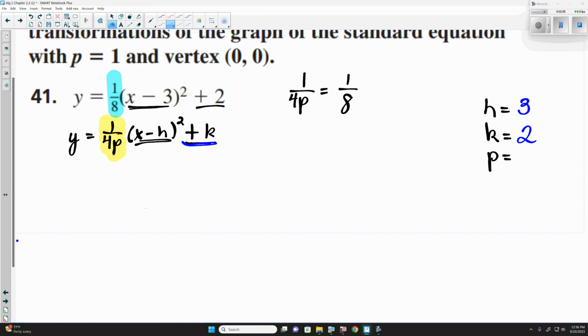Questions on any of this here? Questions on how we found the values of h and k? Questions on how we set up our 1 over 4p equals 1/8? No?